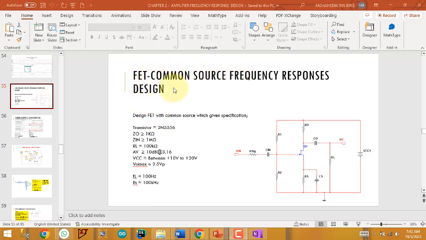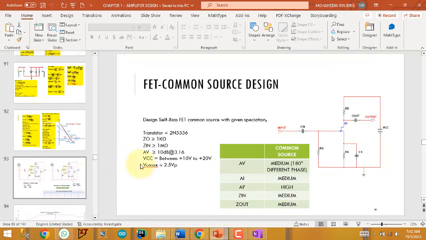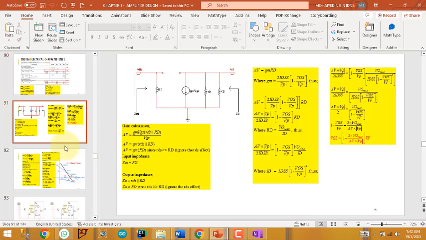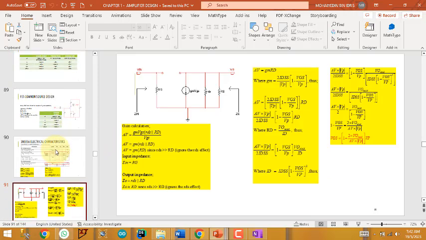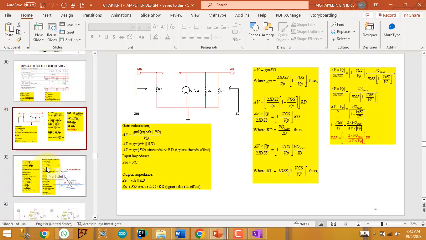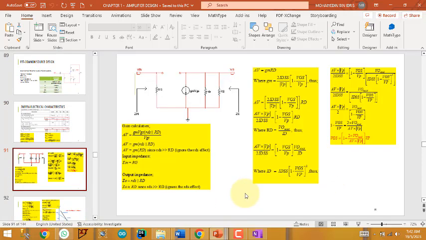So in this part, we see how you want to design a FET common source based on the frequency response. So this one is the circuit which we obtained from our first chapter here. Okay, so we have this one is the fixed bias. This one is the self bias, and this is the design of the amplifier.